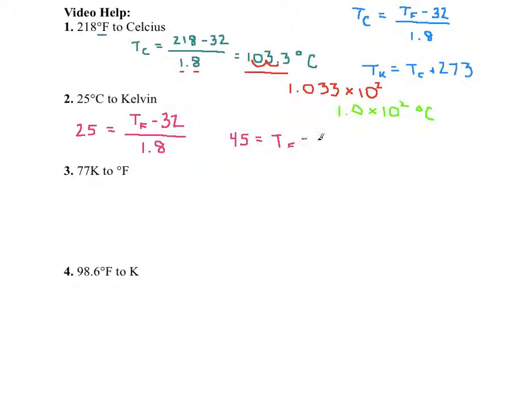minus 32. Now, in order to get TF by itself, I'm going to have to add 32 to both sides, and I get 77. If you notice, the last step you're doing is addition, so I'm going to base my rounding off of decimal places. Well, 45 has no decimal places, 32 has no decimal places, therefore my final answer, since the fewest number of decimal places is 0, is going to be 0 decimal places.